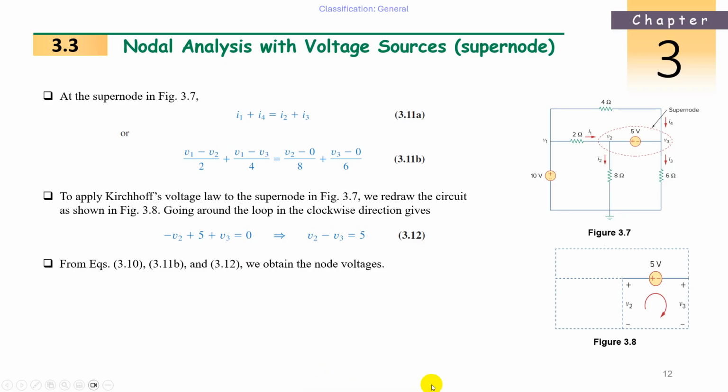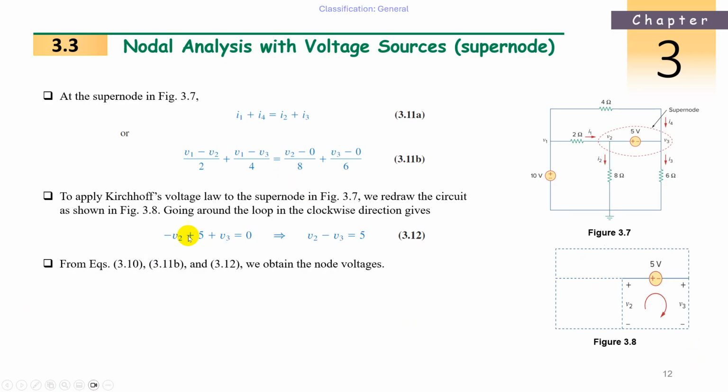So how many equations do we have now? 3 equations. How many unknowns? V1, V2, V3. So can we solve the equations? If 3 equations and 3 unknowns are available, we can solve the equations easily, right? So we can go ahead.